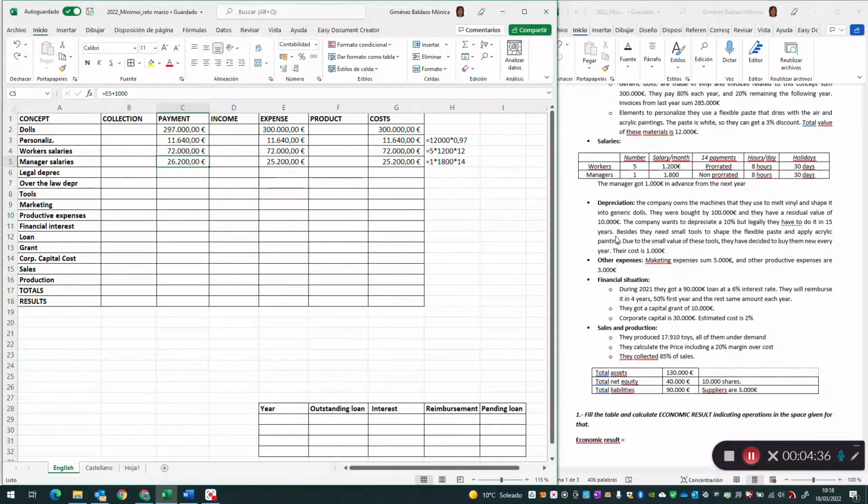Apart from that, they have small tools. These small tools are the ones they use to personalize the items, so they are the ones to operate with the paste and to use the acrylic paintings and so on. This is a small value, and they have decided to buy them new every year. This means the depreciation is 100% per year, so they change it every year. It says the cost is 1,000.